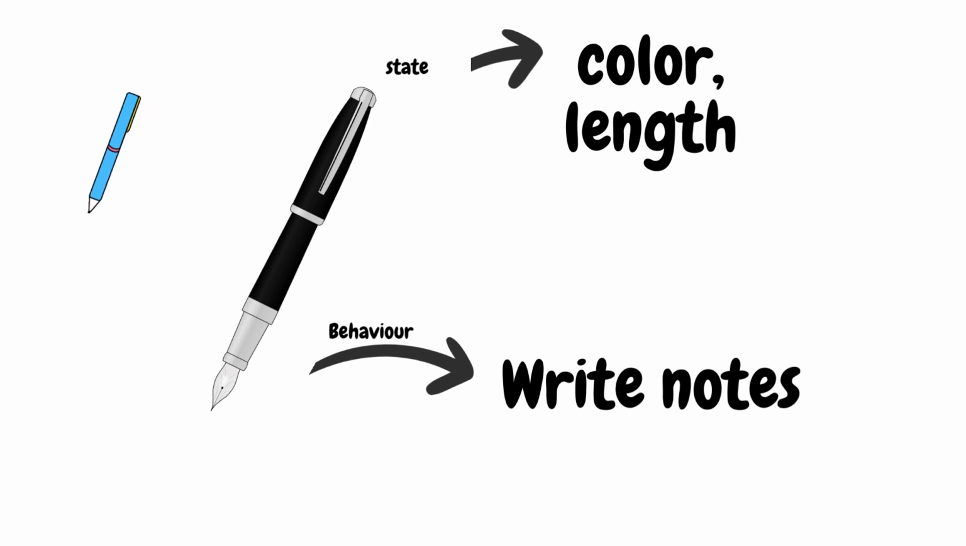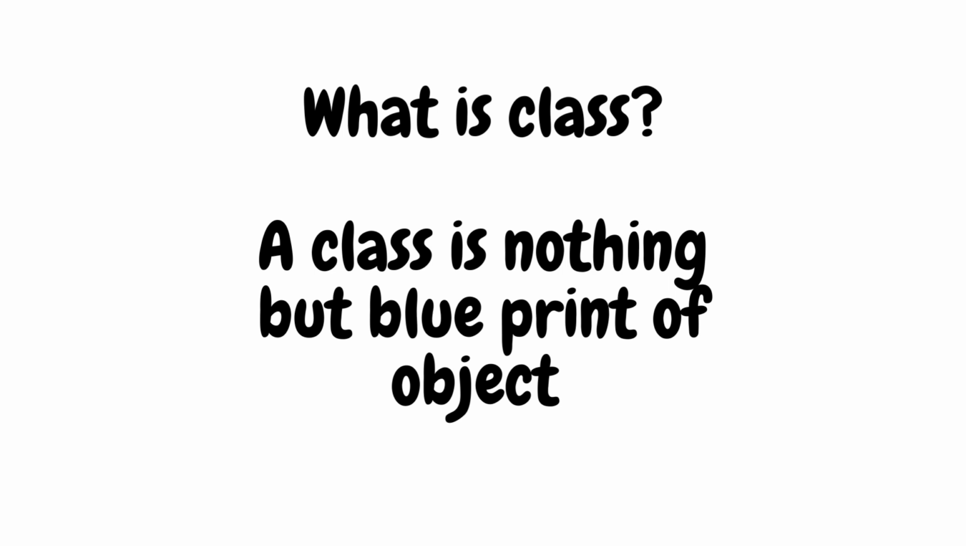Now let us discuss about what is meant by class in Java language. A class is nothing but a blueprint of a object. That is, class is a template of a object. Let us understand this with a simple example.